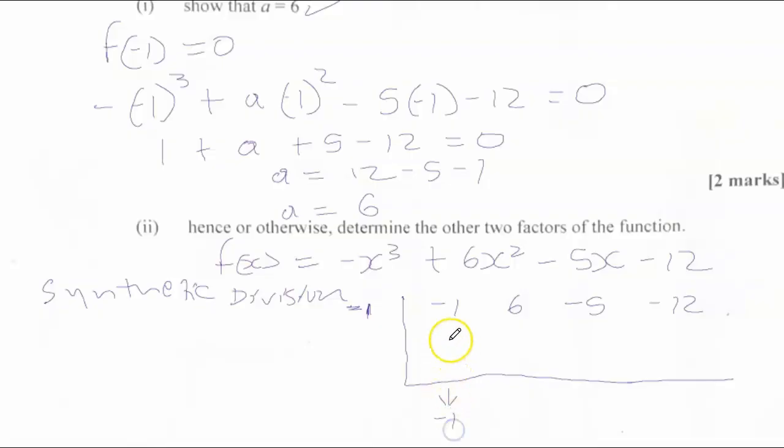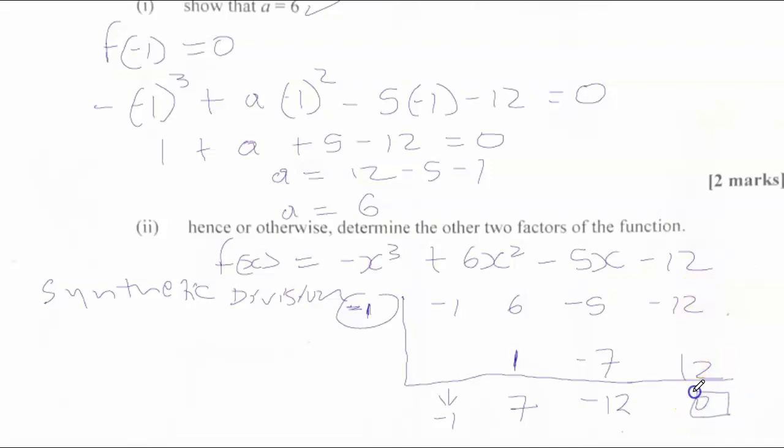So we'll bring down the first value. It's minus 1. So we multiply the value outside. Minus 1 times minus 1, that's positive 1. Then we add 6 plus 1, that's 7. Then we multiply minus 1 times 7, that's minus 7. We add again, so it's just repeated multiplication and addition. We are always multiplying by the value outside here. So minus 5 plus minus 7, that's minus 12. We multiply minus 1 times minus 12, that's positive 12. And finally, add again, negative 12 plus 12, that's 0.